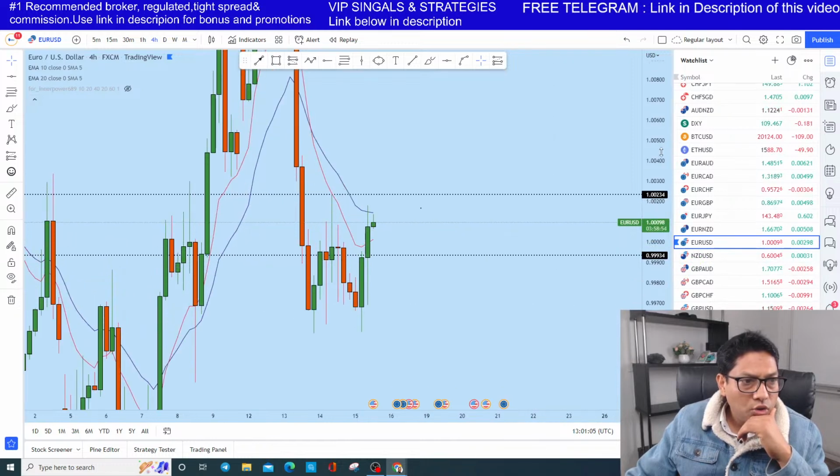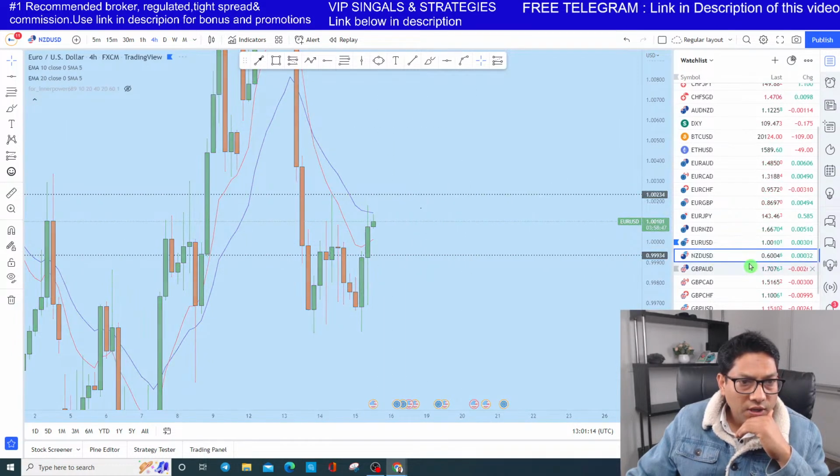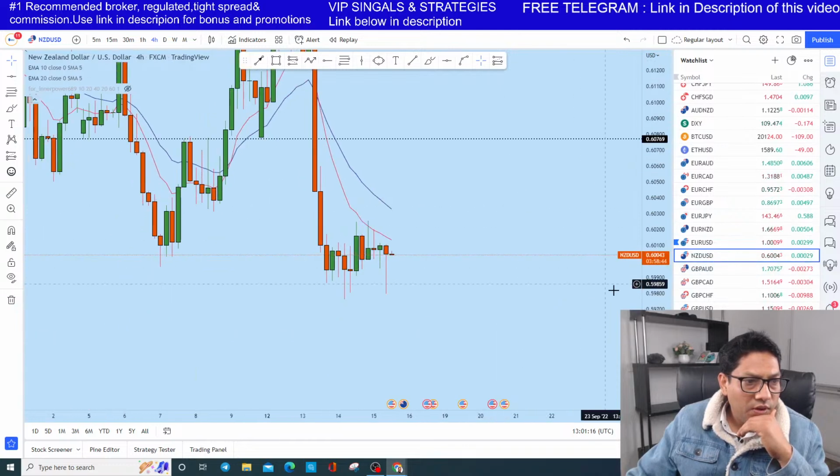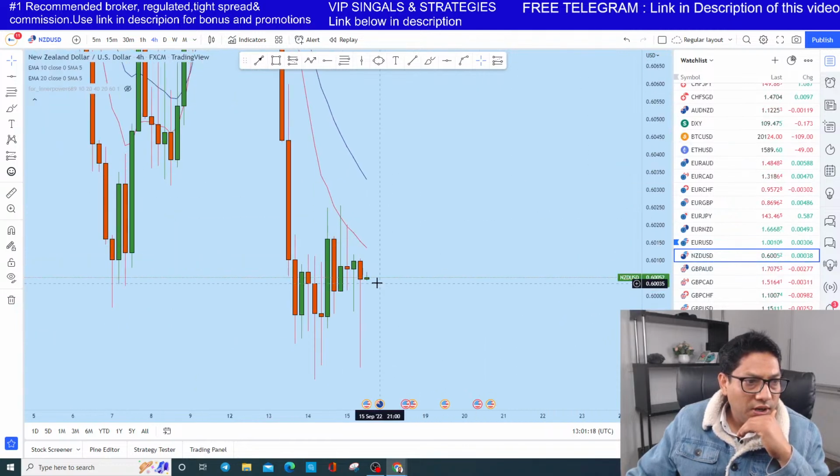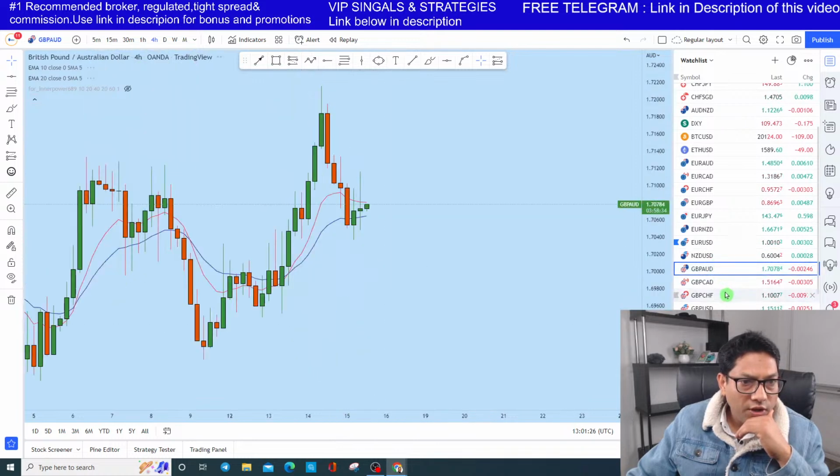So euro dollar, to me, has created a bearish price action. I don't think that it will be able to go up from here. And NZD/USD, okay, double triple doji. Now it is, to me, a strong bearish price action. You see this small body, I think that it will just continue to drop from here.